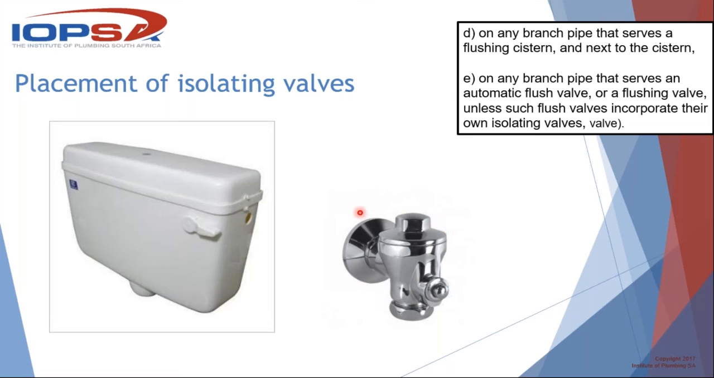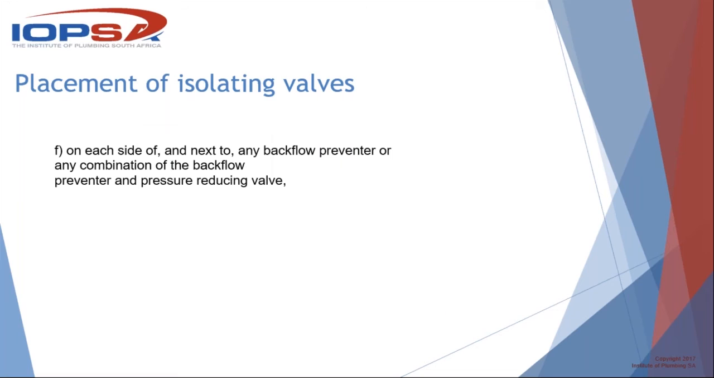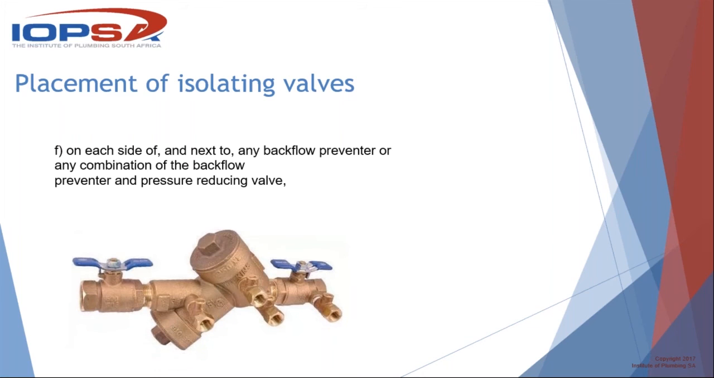On each side of and next to any backflow preventer, be that an RPZ valve, or any other type of vacuum breaker, or a combination of a backflow preventer and pressure reducing valve, as the case may be. So on both sides, upstream and downstream of any backflow preventer, that includes an RPZ like this, or a simple spring-loaded non-return valve like this, upstream and downstream of the backflow preventer.